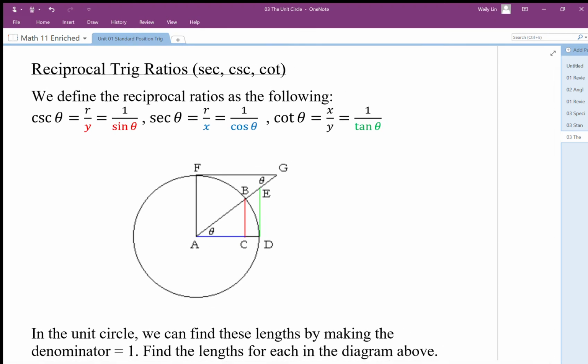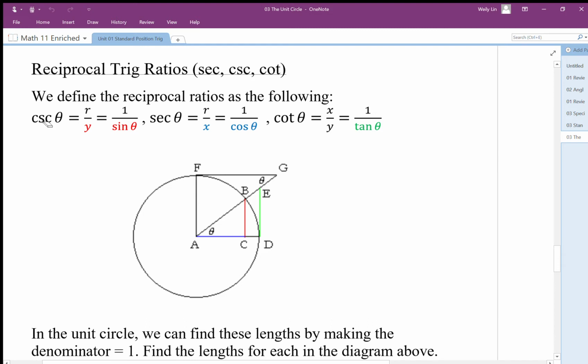So we call the sine, cosine, tan the primary trig ratios. Secant, cosecant, and cotan represent what we call the reciprocal ratios. So our primary trig ratios, sine, cosine, tan, relate to these ratios here.